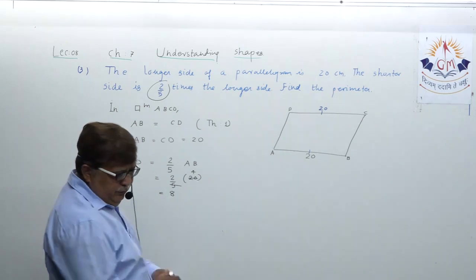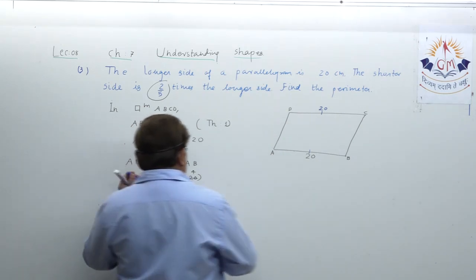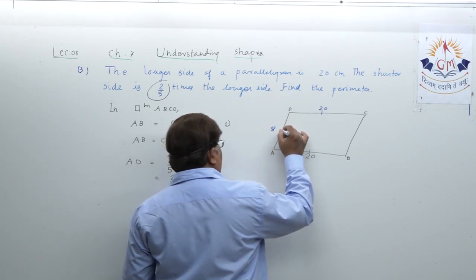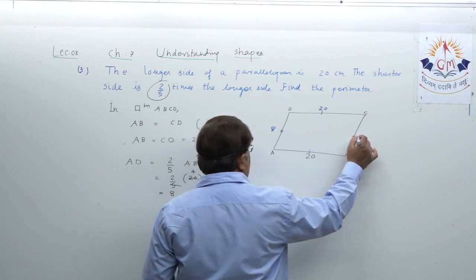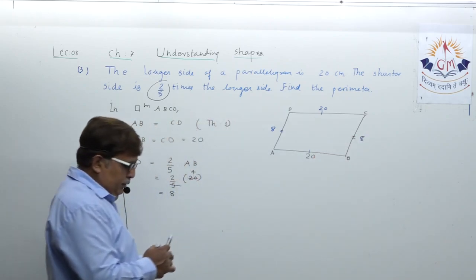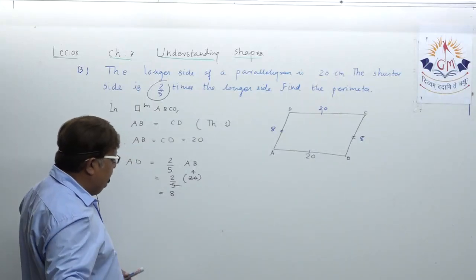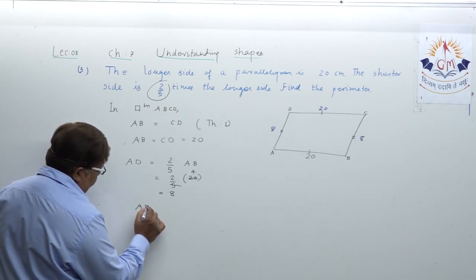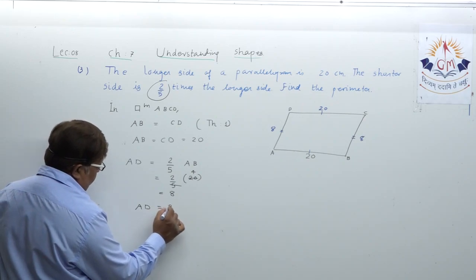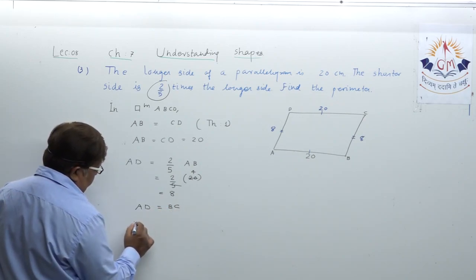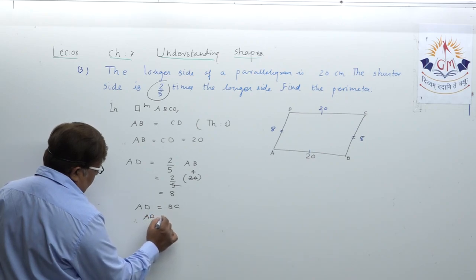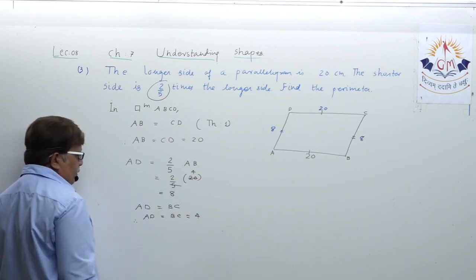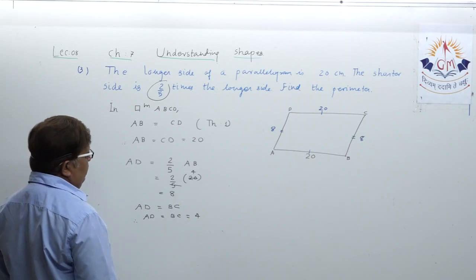You got, dear student, AD as 8, but you all know that opposite sides are equal. So this is also 8. That you will mention here first. What will you write? AD equal to BC. Therefore, AD equal to BC equal to 8. We got all sides, dear student.